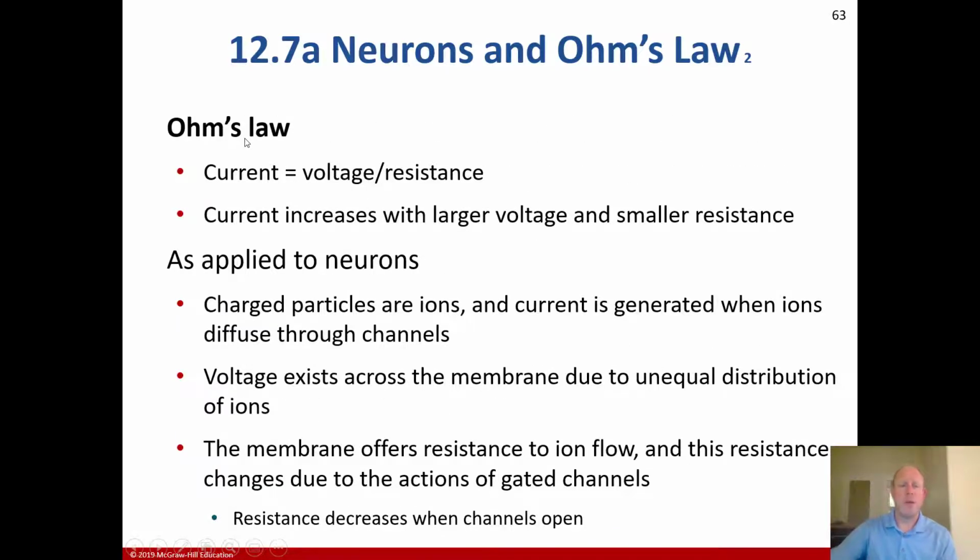Now, Ohm's law: current equals voltage over resistance. Current increases with larger voltage and smaller resistance. When applied to neurons, the charged particles are ions, and current is generated when ions diffuse through channels. Voltage exists across the membrane due to the unequal distribution of ions, positive and negative, between inside the cell and outside the cell, in the interstitial fluid or extracellular fluid. The membrane offers resistance to ion flow, and this resistance changes due to the actions of gated channels. Resistance, of course, decreases when the channels open.